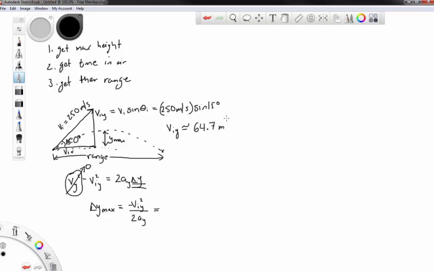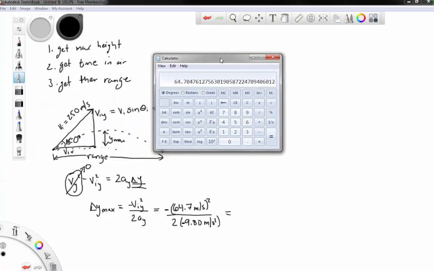64.7 meters per second, and that's what's going to go in down here. So we have negative of 64.7 meters per second, whatever this guy is, squared. We're dividing by 2 times 9.80 meters per second squared, and this acceleration is downward, so it's negative. Hence, these two negative signs will cancel. So plug all these things into the calculator. So this right here was our initial speed in y, so we got to square that. We got to divide by 2, and now we got to divide by 9.8 meters per second squared.